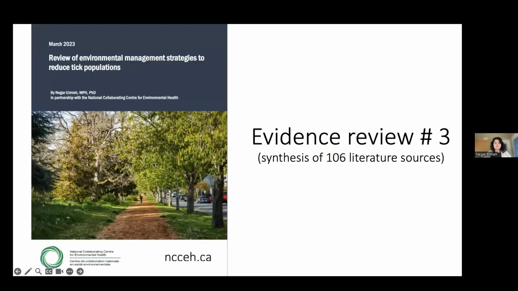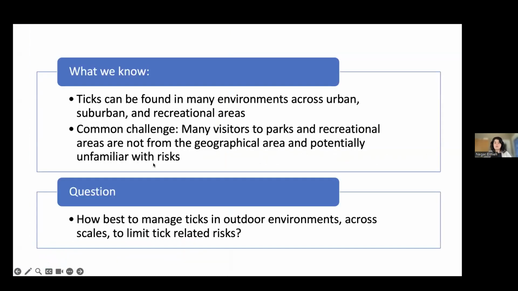And then moving on to the last evidence review, looking at environmental management strategies to reduce tick populations. This was a synthesis of 106 literature sources. And what we really know here is that up to this point, we know that ticks can be found in many environments across urban, suburban, and recreational areas. And we know one of the common challenges is that many visitors to parks and recreational areas are actually not from that geographical area and potentially unfamiliar with the risk. So the question becomes, how do we best manage ticks in outdoor environments across scales to limit tick-related risks?